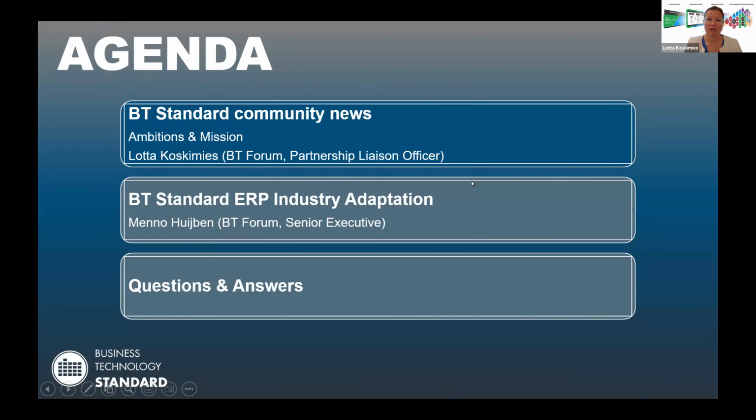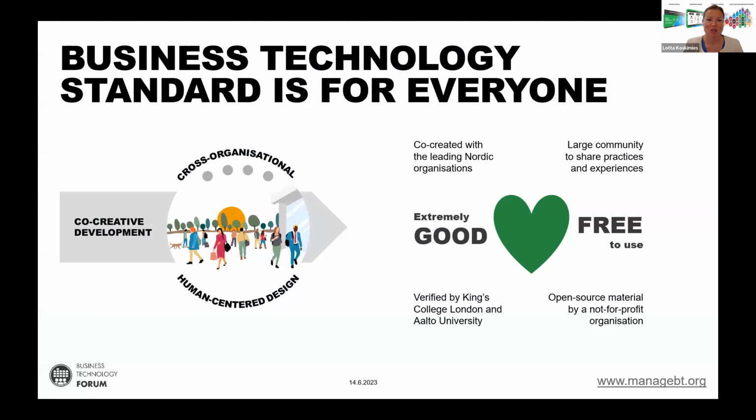First, I will share a few words about the Business Technology Forum in general and what the Business Technology Standard is about. This is a community that has been founded over 10 years ago, and it is co-creative and cross-organizational. We co-develop the model continuously with different organizations from public and private sectors. Dozens of Nordic organizations have been involved in the development since the first launch, and all the community experiences are then shared back to the community.